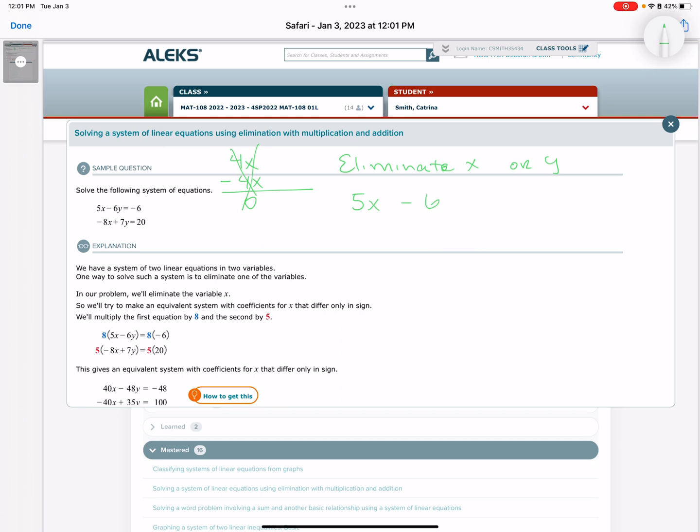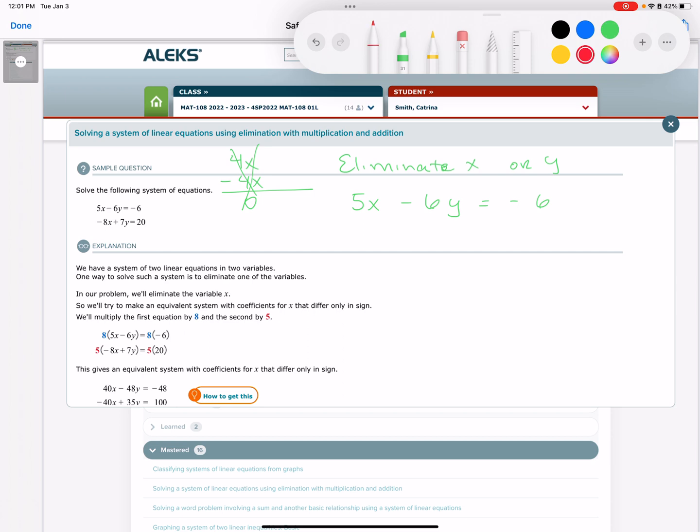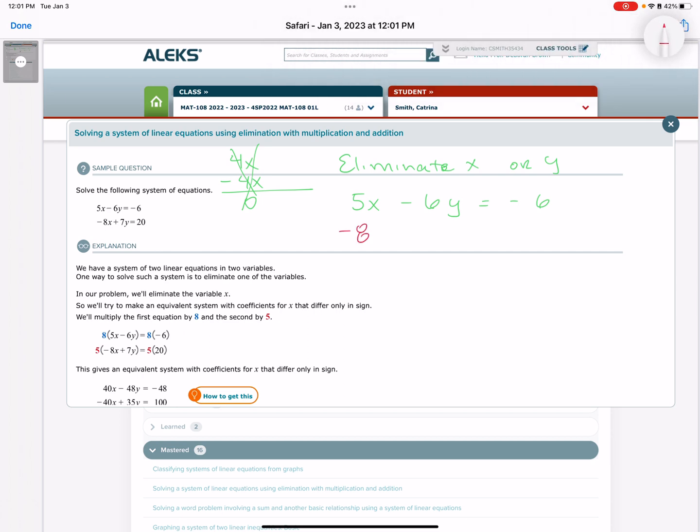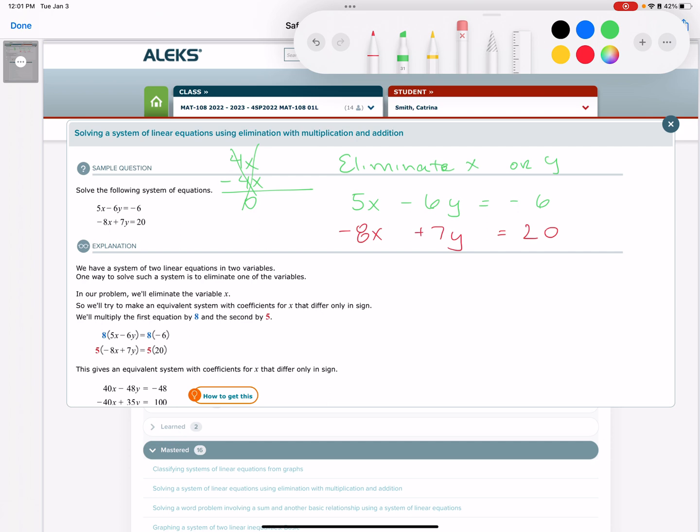I have 5x minus 6y equals negative 6. And I'm just going to change colors. And I have negative 8x plus 7y equals 20. Now let me tell you, you can choose X or Y, it doesn't matter. Whichever one you want to eliminate, you can absolutely choose X or Y. Doesn't matter.